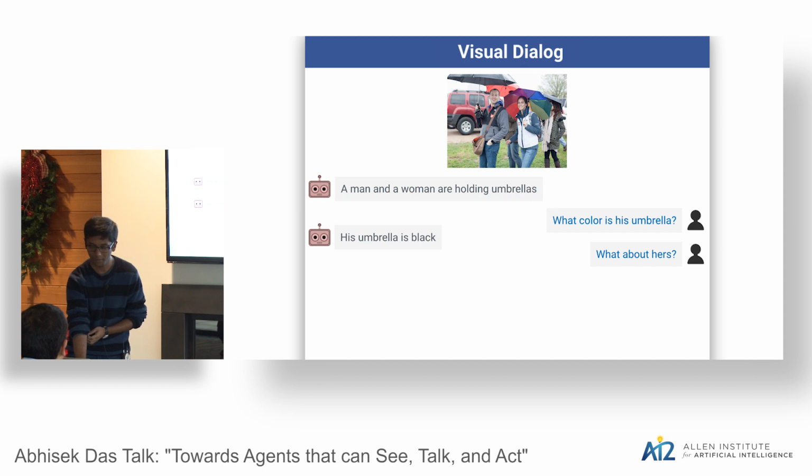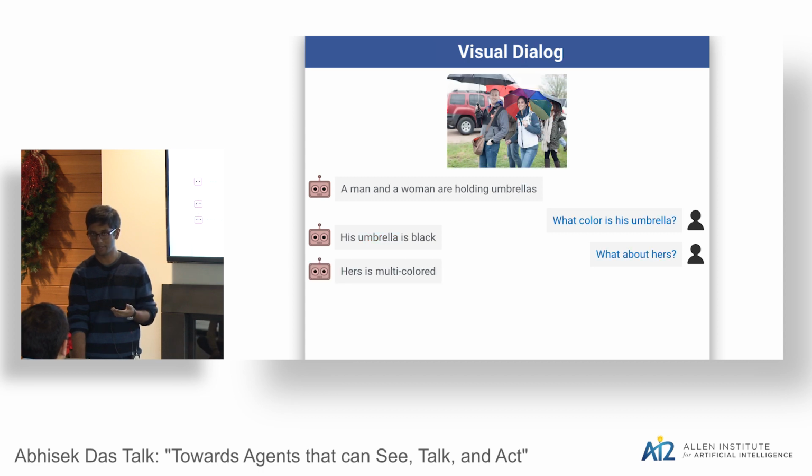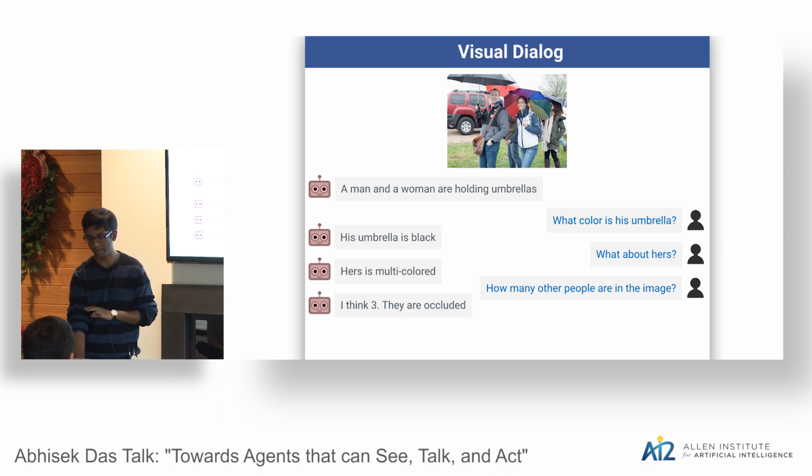Note that this is a more complicated reference. Not only does the model have to understand which person the word her refers to, it has to keep track of the object being talked about from dialogue history, which is the umbrella in this case, focus on it, and then respond back with the answer. Hers is multicolored. The human might have another follow-up question like how many other people are in the image. To answer this, the model has to keep track of how many people have been talked about in the dialogue history so far, be able to convey uncertainty, and then respond back appropriately. Like, I think 3, they are included.